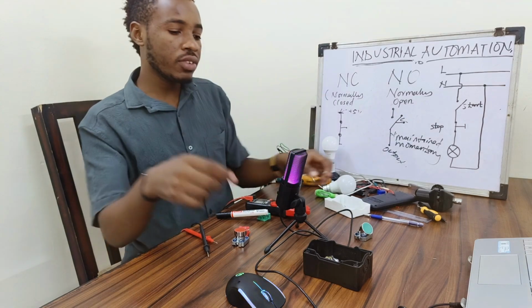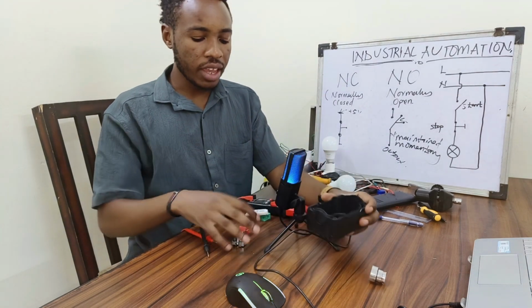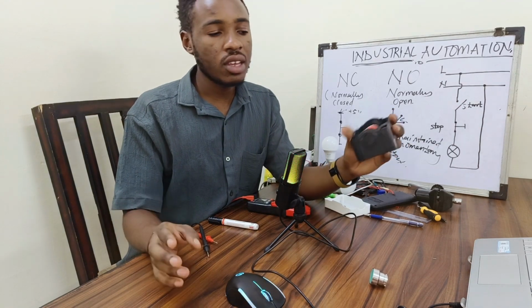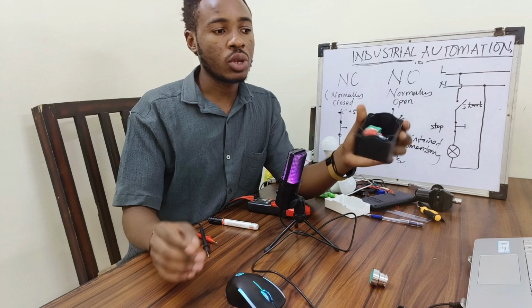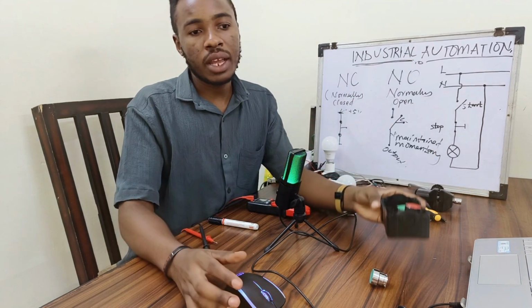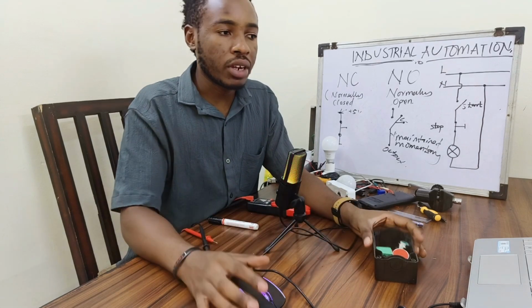I'm going to assemble everything. This is how you buy everything. For the start of any motor or anything, I'll just buy these two switches. I'm going to wire it up and show you what I meant using my lamp over here, to make it a little bit more practical.